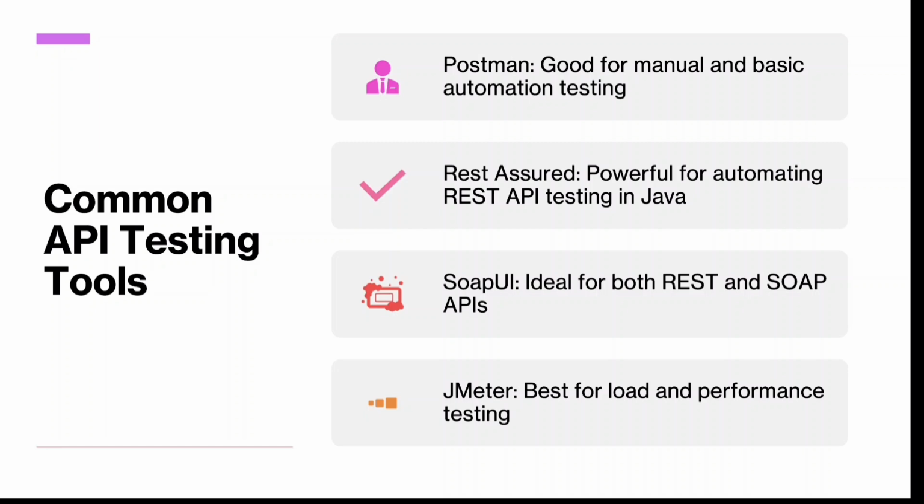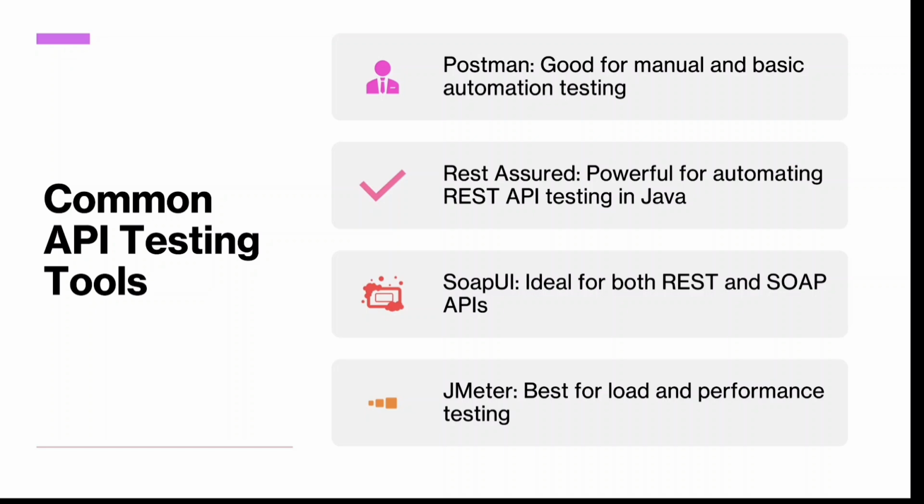Now some common API testing tools. First is Postman. It is a very popular tool, and it is good for manual and basic-level automation testing. There we just need to create a collection, and inside that collection we create a bunch of methods and all. We can also initialize global parameters and local parameters, and we just need to run that collection with a single click. We can run the whole thing in an automated way.